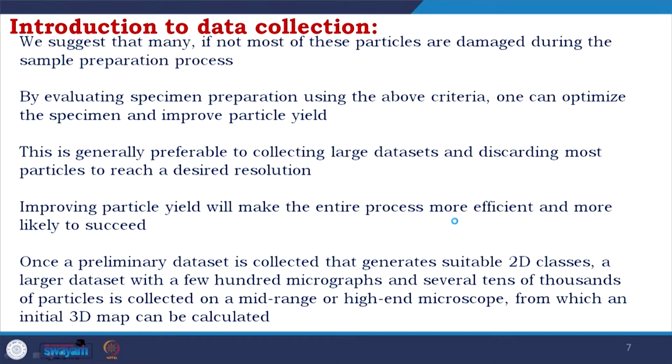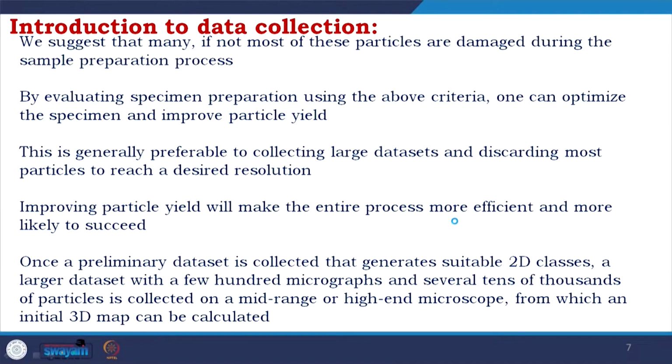Experts suggest that if most of these particles are damaged during the sample preparation process, you could go for rejection. By evaluating specimen preparation using the criteria we talked about, one can optimize the specimen and improve the particle yield. So, you come there, you evaluate, you are not happy, go back, optimize, come back, and you definitely improve the particle yield. This is generally preferable to collecting large data sets and discarding most particles to reach a desired resolution.